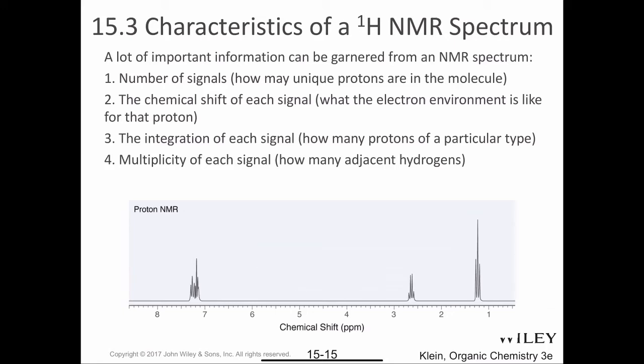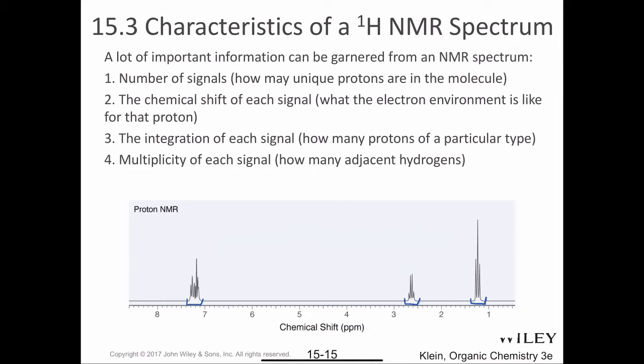A lot of really important information can be gleaned from an NMR spectrum. First of all, the number of signals tells us how many unique protons are in the molecule. If you take a look at the spectrum down here on the bottom, you see that we have three groups of lines. We have a group here, another group here, and another group here. Each one of these groups of lines is called a signal. So in this NMR spectrum, there are three unique types of protons in the molecule.